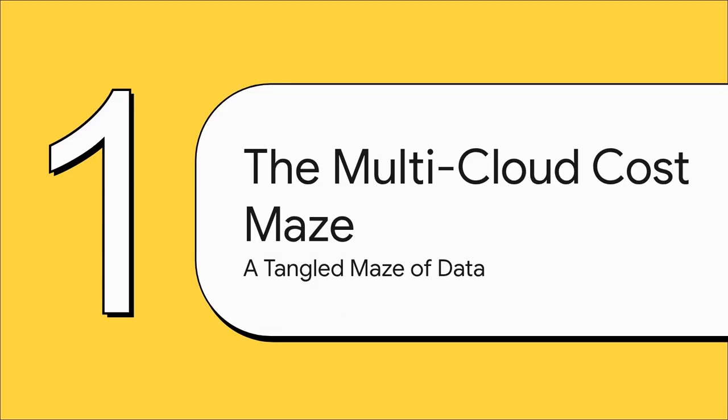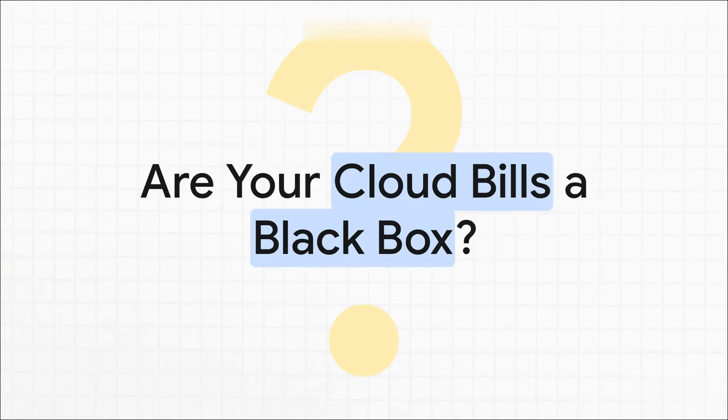So, first things first, we've got to understand the beast we're dealing with. We like to call it the multi-cloud cost maze. And maze is the perfect word, because this isn't some simple spreadsheet problem. Oh no, it's a complex, tangled web of data. So, let me ask you a question, and be honest. When you look at your bills from AWS, Azure, and Google Cloud, does it feel like you're just staring into a black box? You see that big, scary total number, but all the details are trapped in their own little silos, they're confusing, and none of them speak the same language. It's an incredibly common and very expensive problem to have.